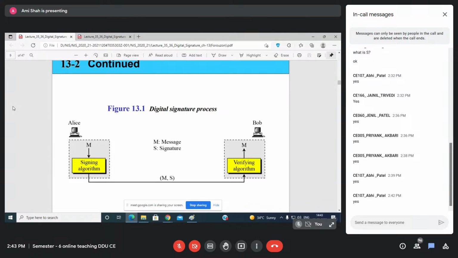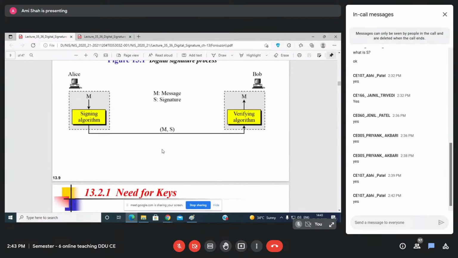In the next figure, I will explain in detail how exactly it works. Normally, on the sender side the signing algorithm is there, and based on that you get the signature. Then the message along with the signature is passed to the receiver. On the receiver side, the verifying algorithm is applied to this combination. If the result is true, the message is accepted. Otherwise, the message is rejected. So in this way, the whole digital signature process works. Now, how it works in detail, I will explain.